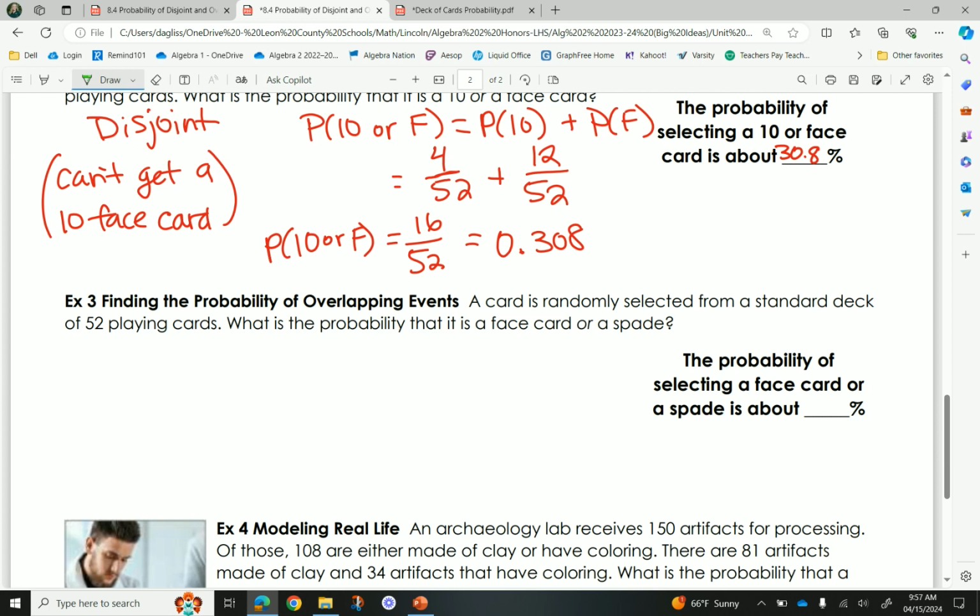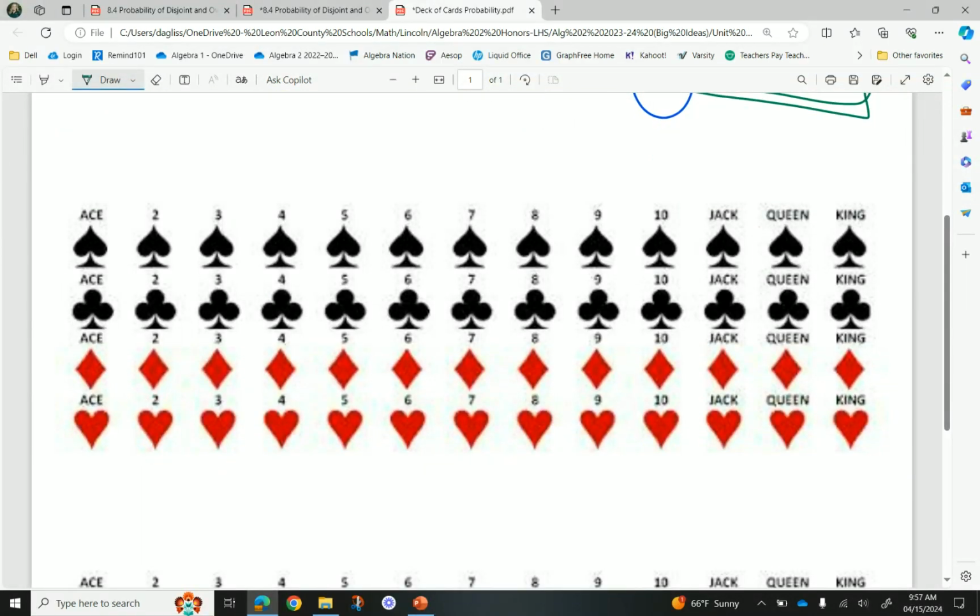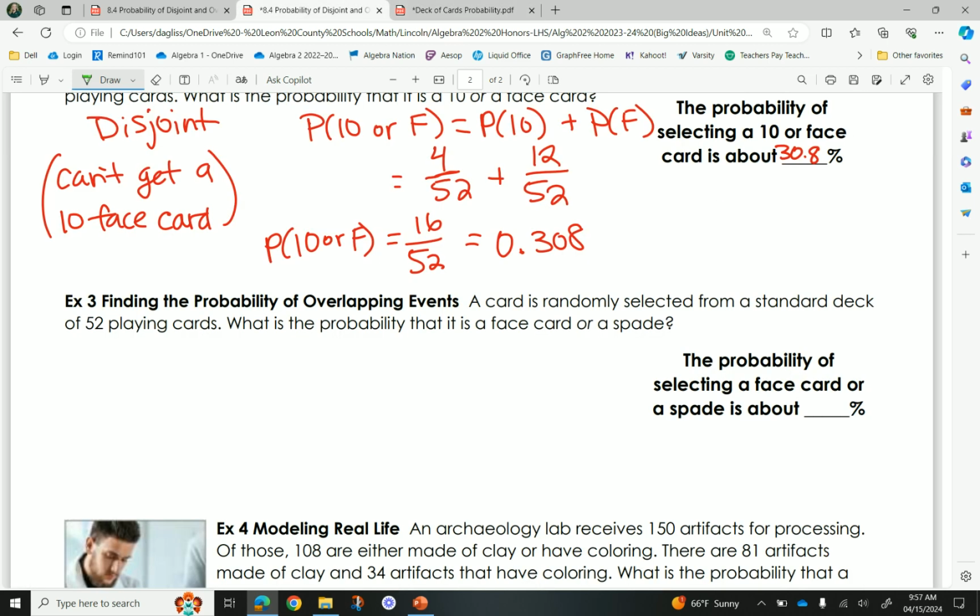This one's overlapping, right? If I look at my deck of cards, do I have some that are face and spade? Yeah, there's 3 of them, right? We have 3 spade face cards. So this one is going to be overlapping. We have 3 cards. 3 cards are a spade and face.